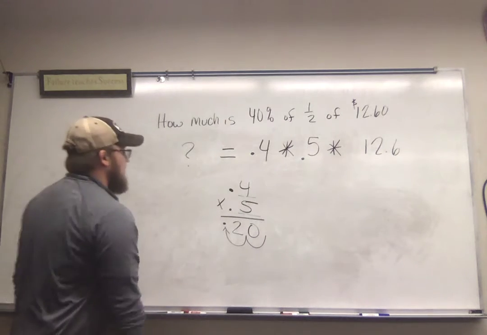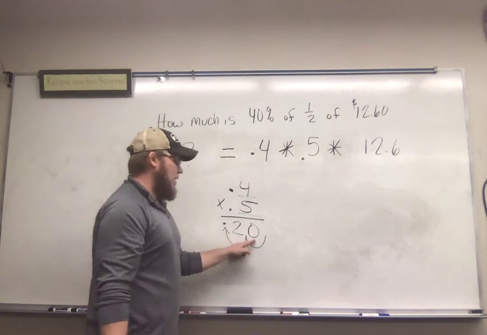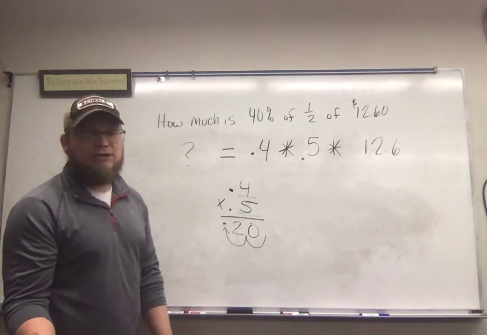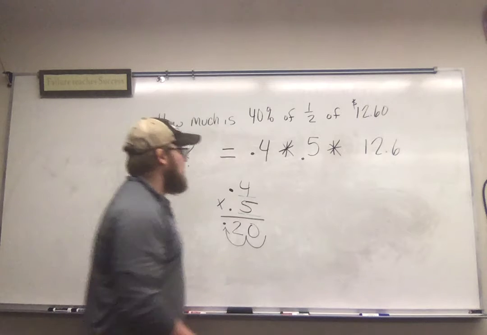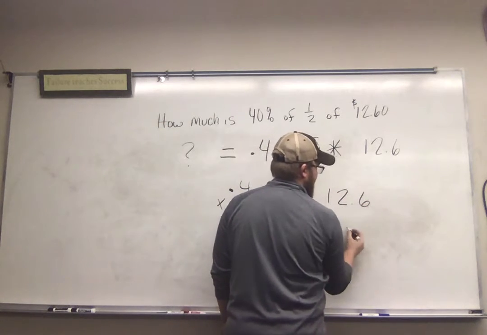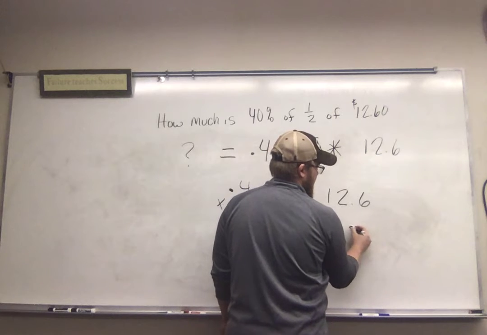Okay, 0.20. Now we are going to take that 0.20, or remember I get rid of this 0, I'm just going to say 0.2. We're going to take that 0.2, okay, and we're now going to multiply it by 12.6 times 0.2.